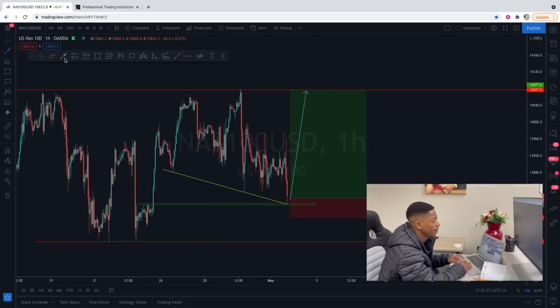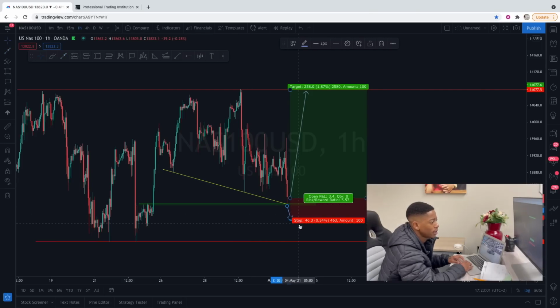But if it happens that it doesn't respect this area and it breaks below, then either you can wait for it to retest, take a short-term sell.